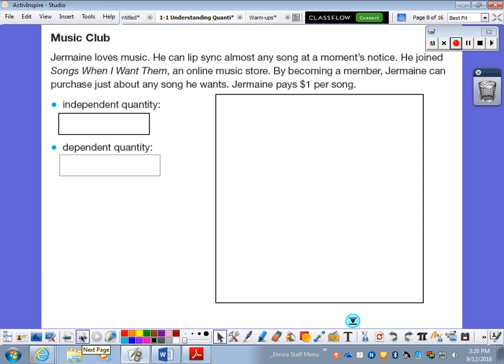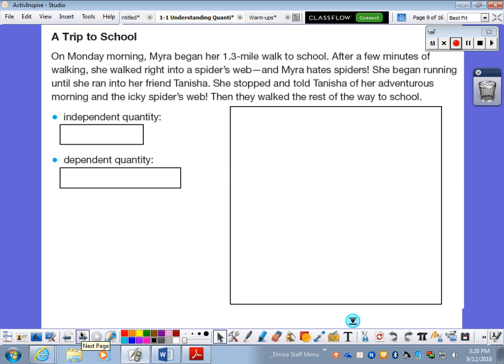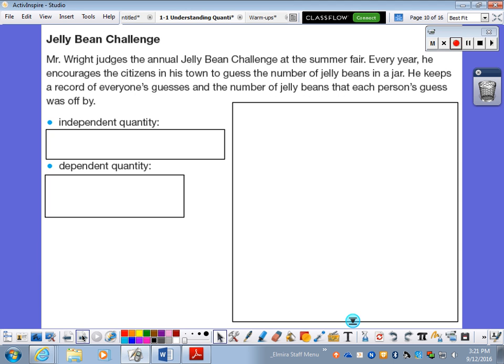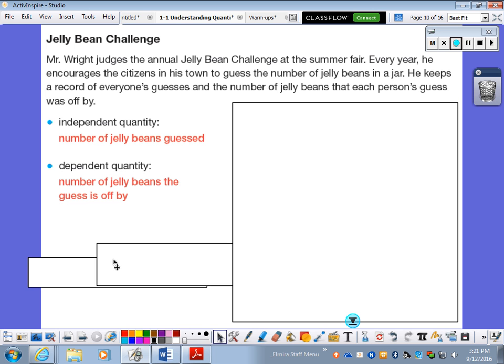Music club. Independent is number of songs, and dependent is the cost in dollars. Trip to school. Independent is time in minutes, and dependent is distance. Jelly bean challenge. The independent is the number of jelly beans guessed, and the dependent is the number of jelly beans the guess is off by. So again, we will go over these in class.